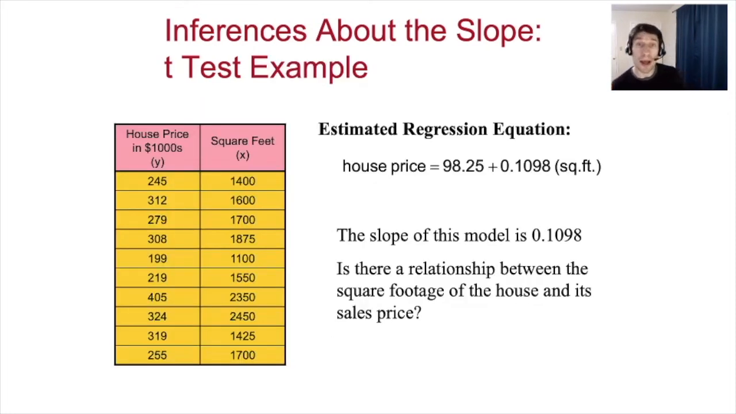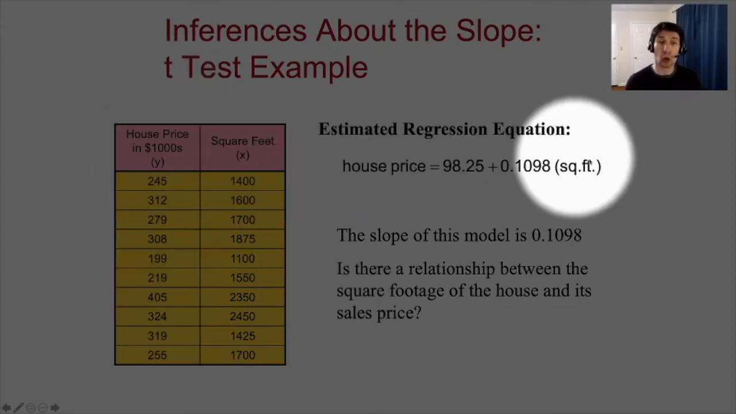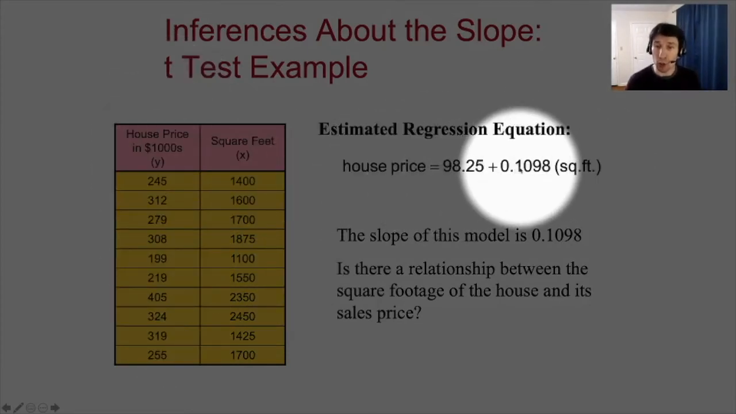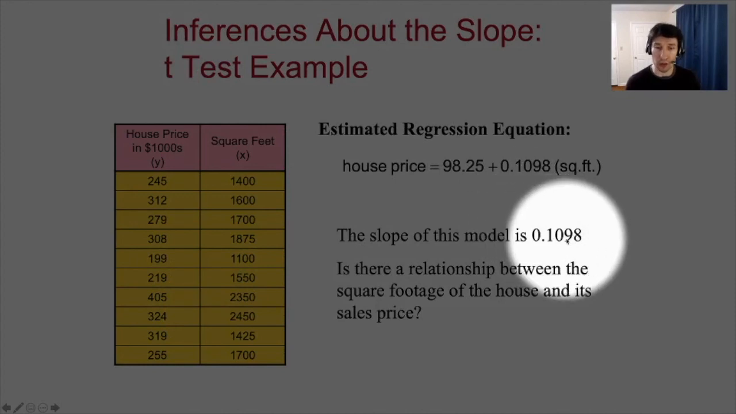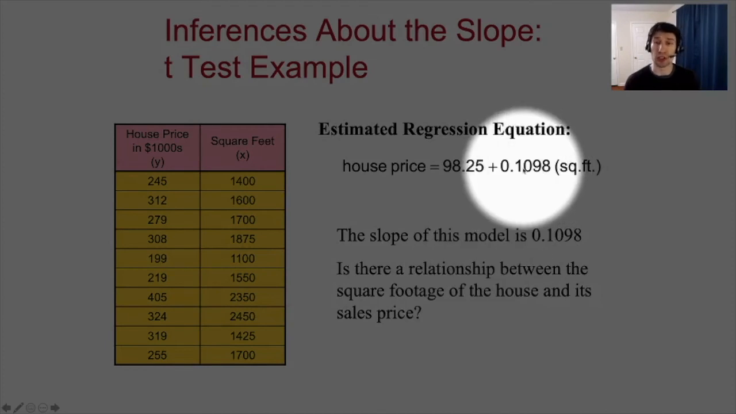So let us go back to our example with the housing prices. We estimated this regression equation. The slope in the model was 0.1098. Now, the question: is there a relationship between the square footage of the house and its sales price? Well, you might say, we know there's a relationship. There's this number here. However, the question now has become, is this relationship statistically significant? Is this number statistically significantly different from zero?